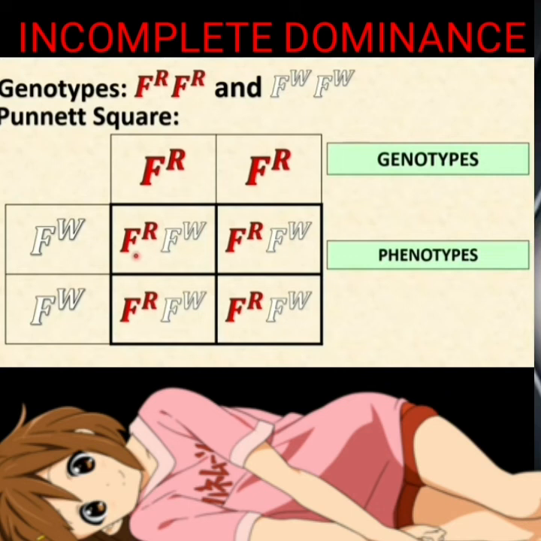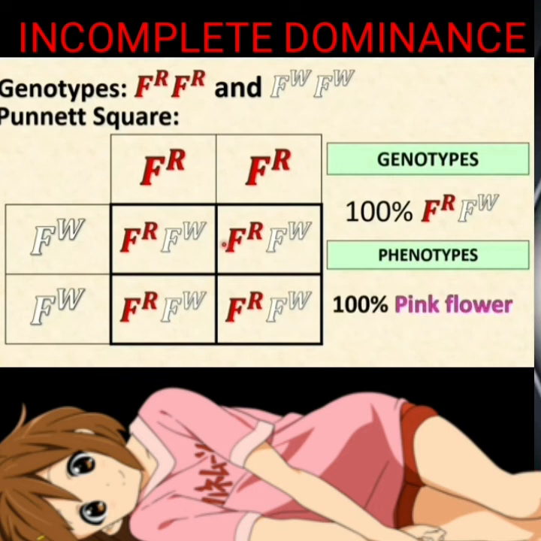Always remember each box is equal to 25%. So as you can see, they are all the same. All the genotypes are the same, FR, FW. Therefore, 100% the genotypes are FR, FW. The phenotype is the physical appearance. Now, the result when we cross red snapdragon flower and white snapdragon flower is 100% pink snapdragon flower. That is how we use Punnett square.